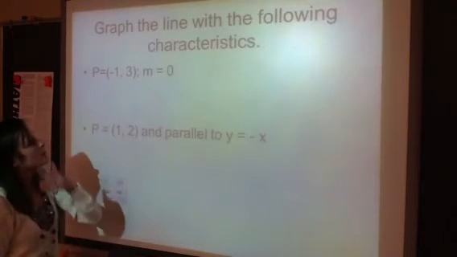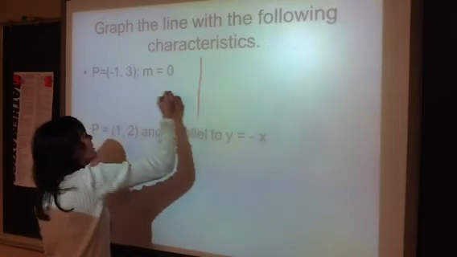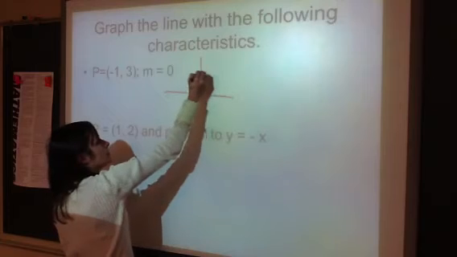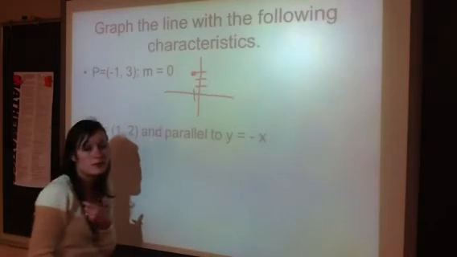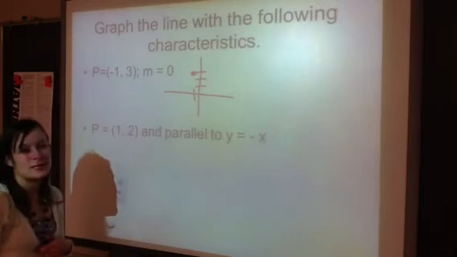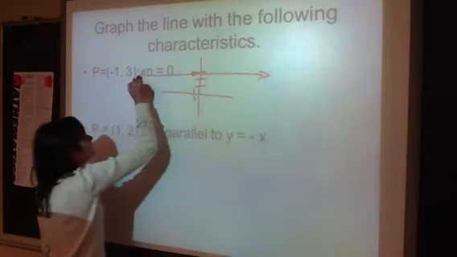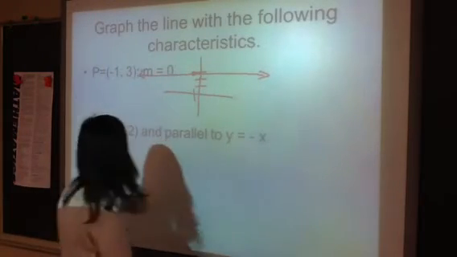Alright, so graph the line with the following characteristics. So, we are going through this point of negative 1, 3. So hopefully we all know how to plot a point. And we have a slope, m, which is representative of slope. We have a slope of 0. So that means we have a horizontal line. If the slope is undefined, it's a vertical line.